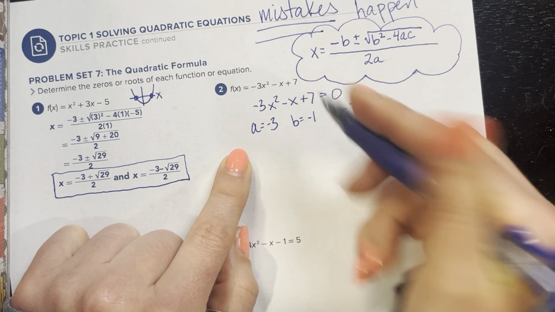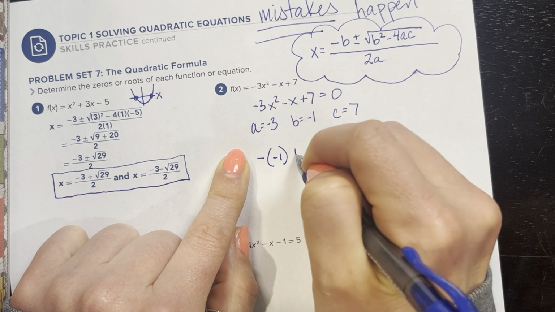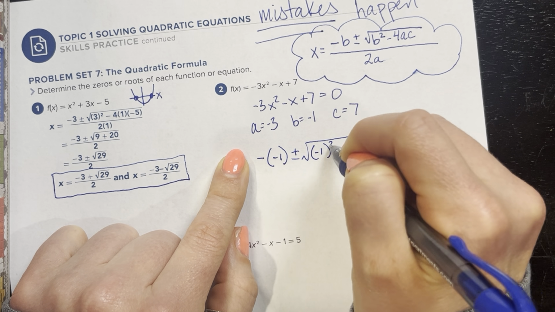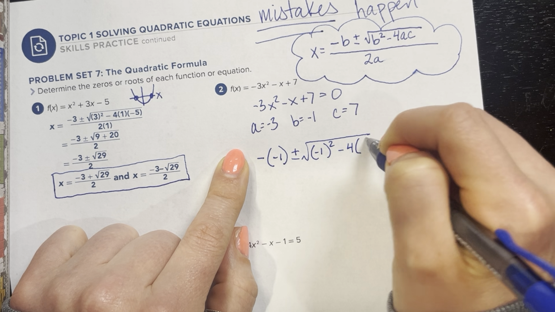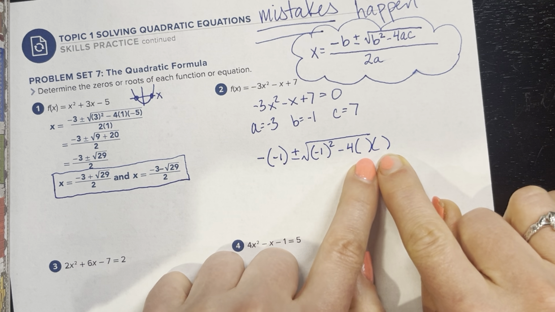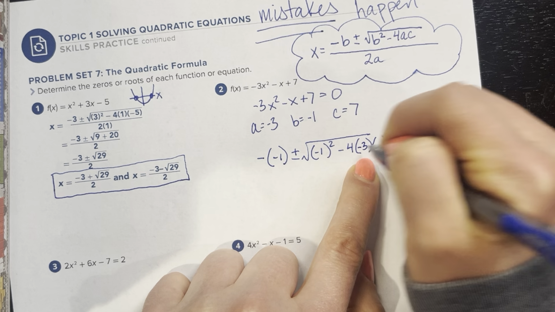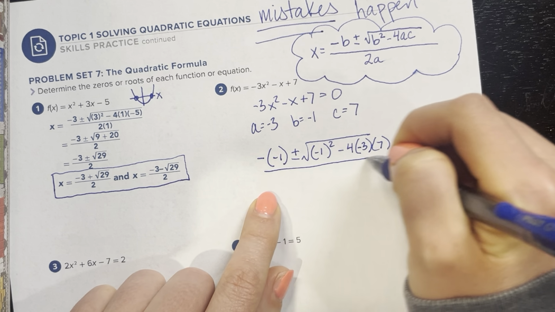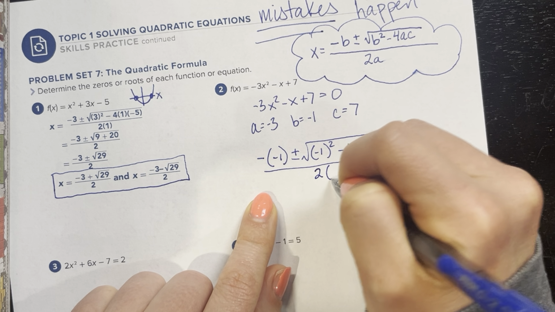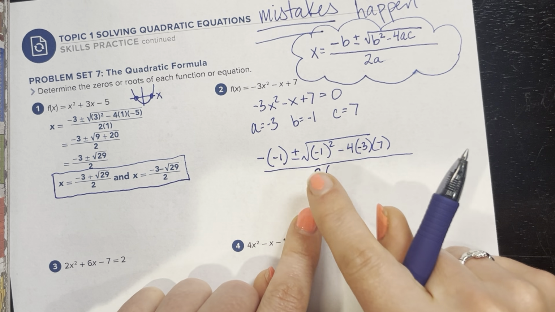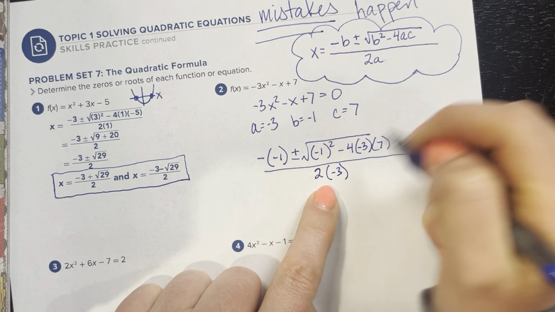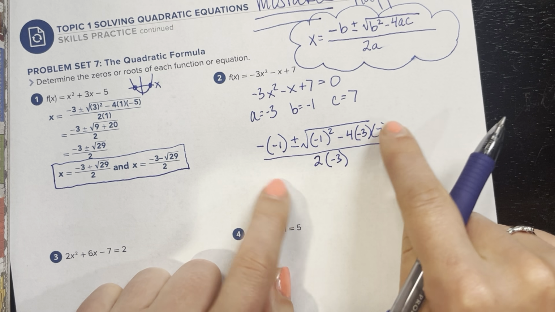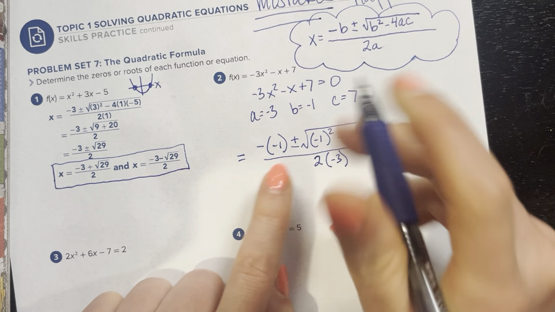So negative b, I have -1 plus or minus the square root of b squared minus 4 times a and c. I'm putting in parentheses to represent multiplication. Here's my a value, -3, and my c value, +7. And I divide the whole thing by 2 times a. After you plug it in, this is the answer. You're done, basically, but you just have to simplify it. So this is the answer.